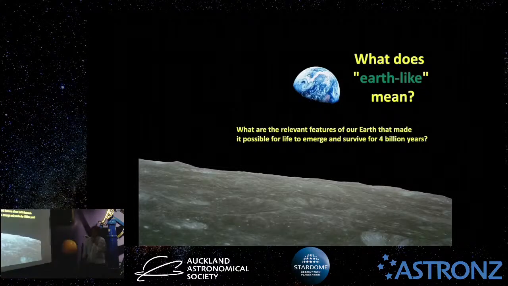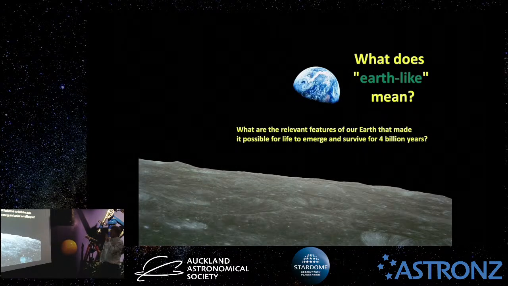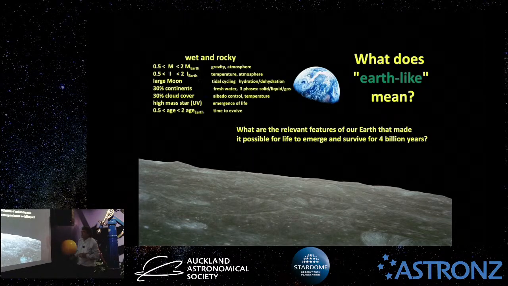Okay, moving on. So what does Earth-like mean? I showed this slide on Saturday night. What does Earth-like mean? What are the relevant features of our Earth that made it possible for life to emerge and survive for 4 billion years? Well, I said wet and rocky the other night, but let's look at that a little bit more carefully.